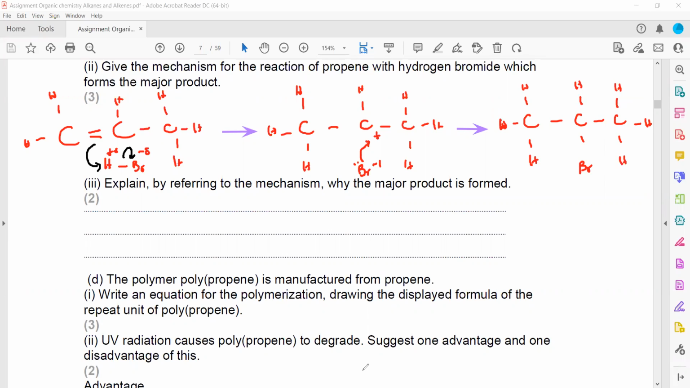Is the mechanism clear? The direction of the arrows is very important. When you draw, the direction of the arrow is the most important. Any doubt in this?